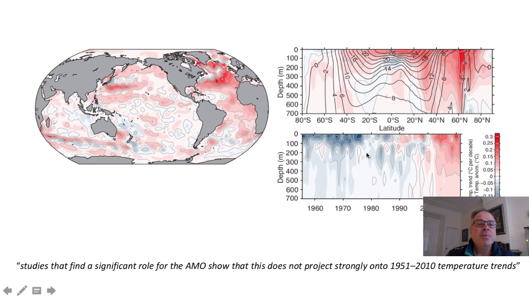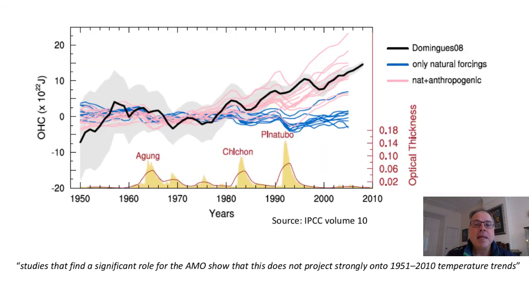This graph shows the upper ocean layer energy content in black on the vertical versus years on the horizontal, and it's also from the IPCC volume 10. It shows that the upper 700 meter ocean layer, the uppermost and lowermost layers together, are heating significantly since the mid-1970s. So how does that work if the energy is coming from the radiative forcing due to greenhouse gases, but not passing through the upper 75 meter layer?